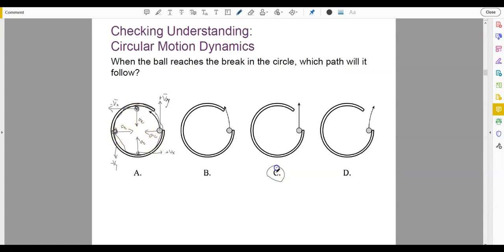So the answer to this is C. Okay? It's because you always want to go along the tangent, at every point in time. And this is your linear velocity vector. It's also called your tangential velocity vector or translational velocity vector that we covered in 5.0.